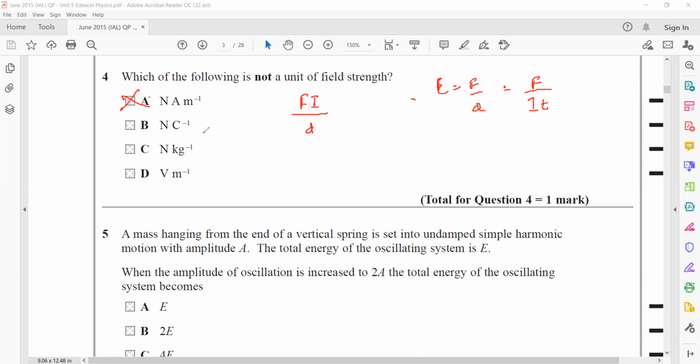Why can B be a unit? Because it is newton per coulomb, so force per unit charge. Force per unit charge is E, that's true. Newton per kilogram.